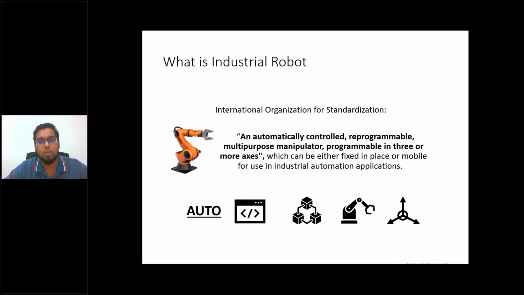What is the industrial robot? It's an automatically controlled, programmable, multi-purpose manipulator, programmable in 3 or more axes, and also used in industrial automation applications. So if you have these criteria met, it's an industrial robot. Because for robots, we have a lot of divisions. We have service robots, we have unmanned aerial vehicles, we have automated guided vehicles as robots. So we'll be focusing on the industrial robot itself.